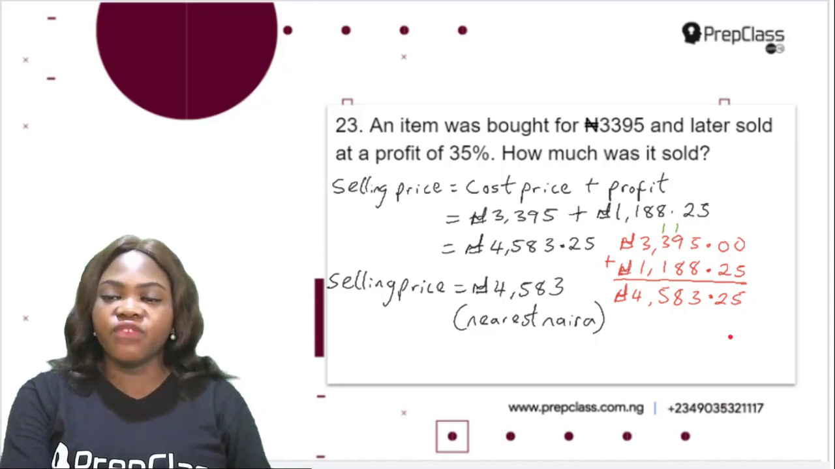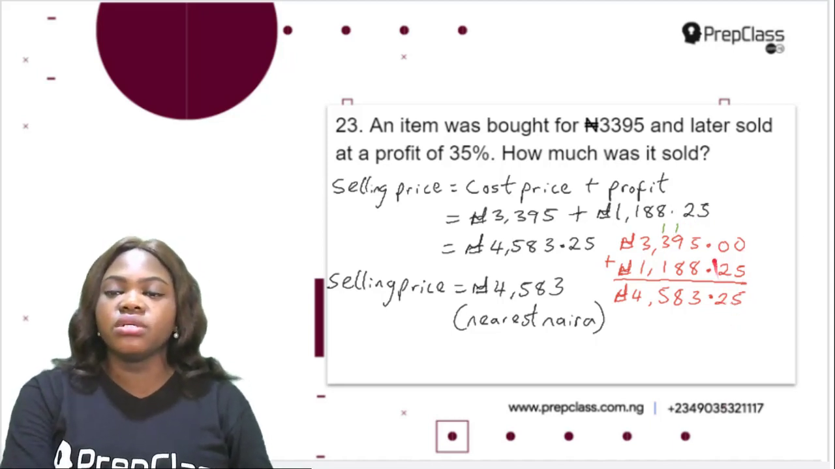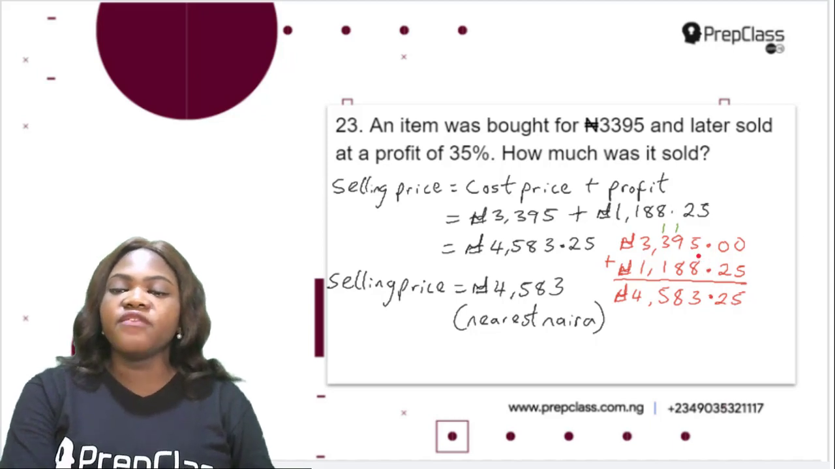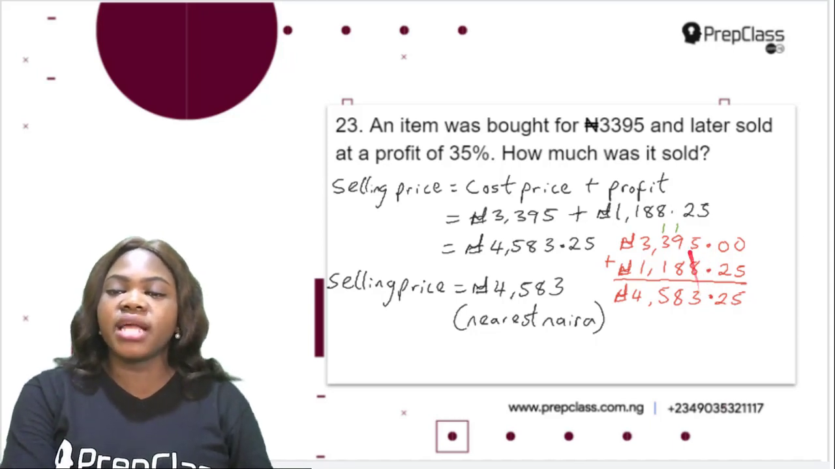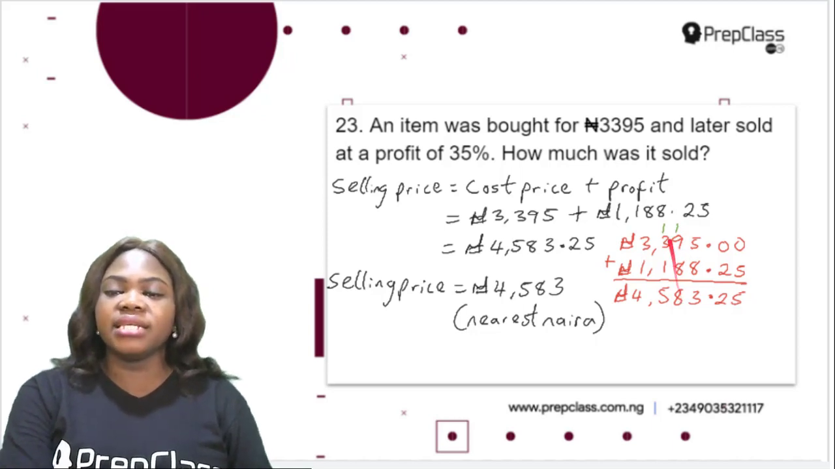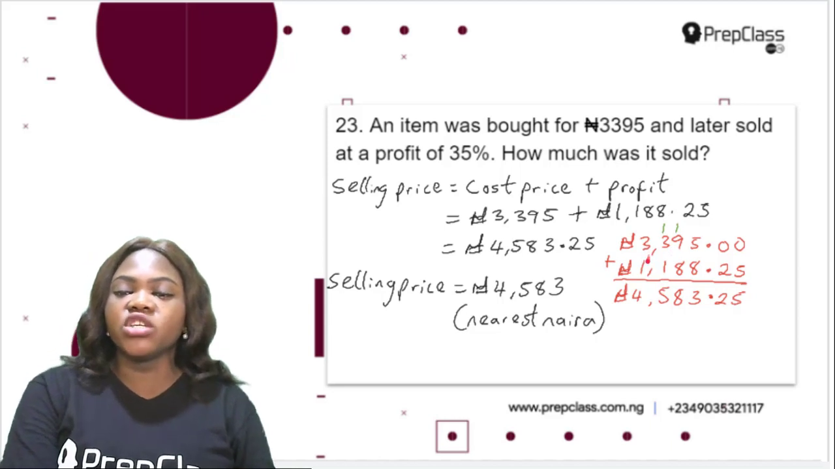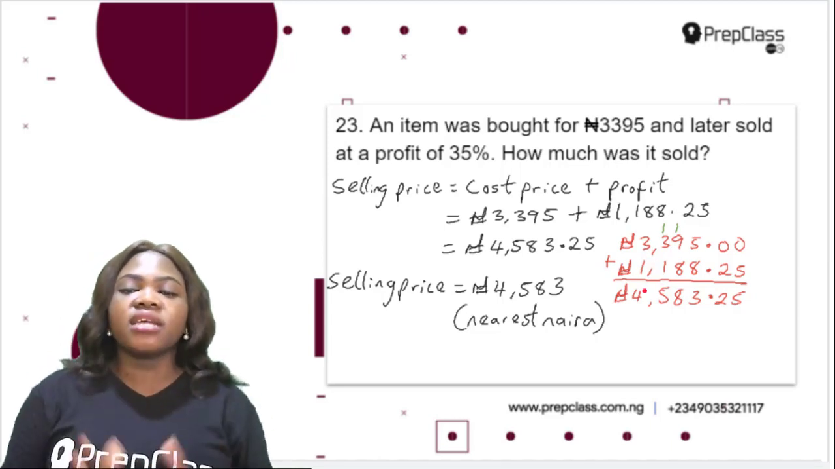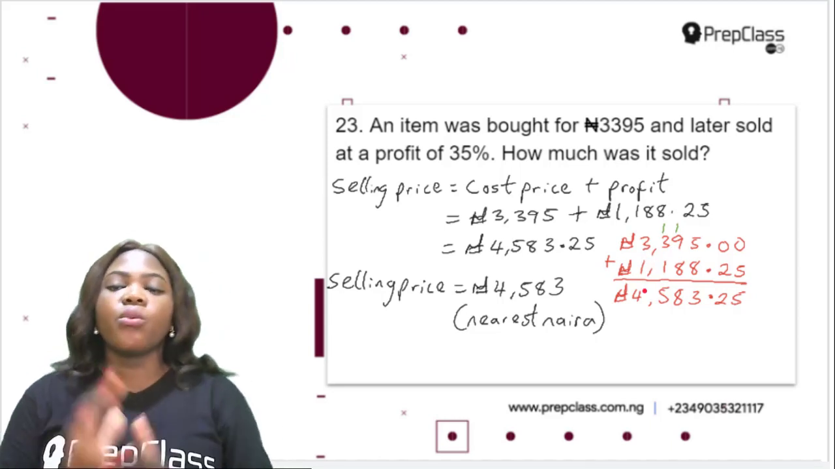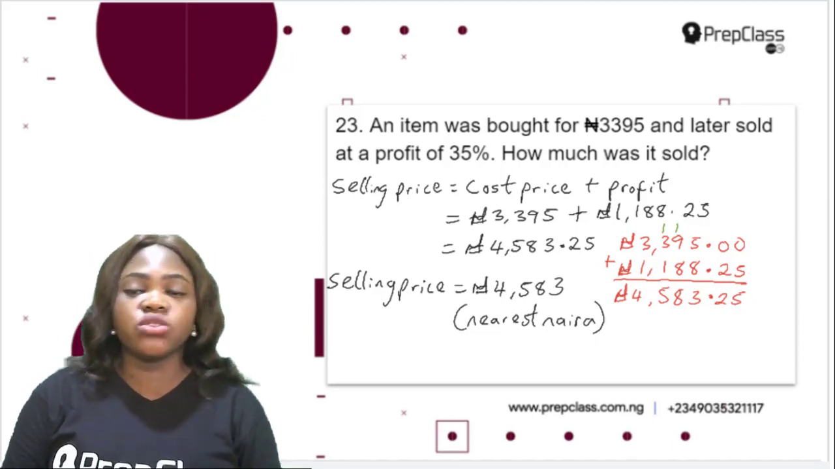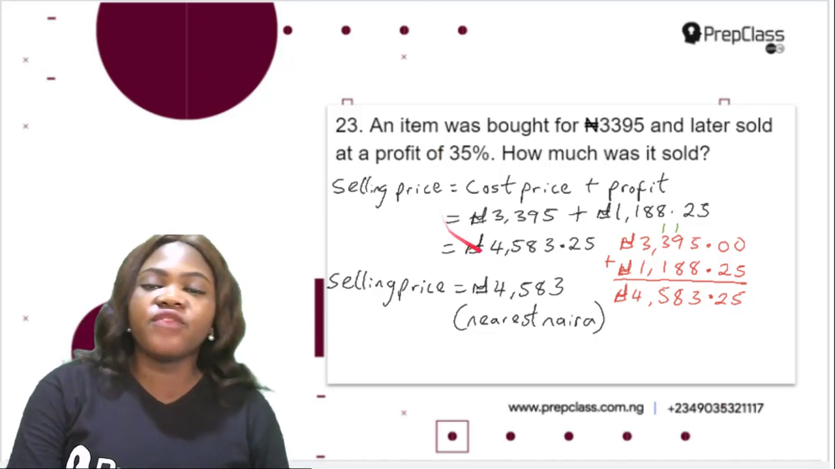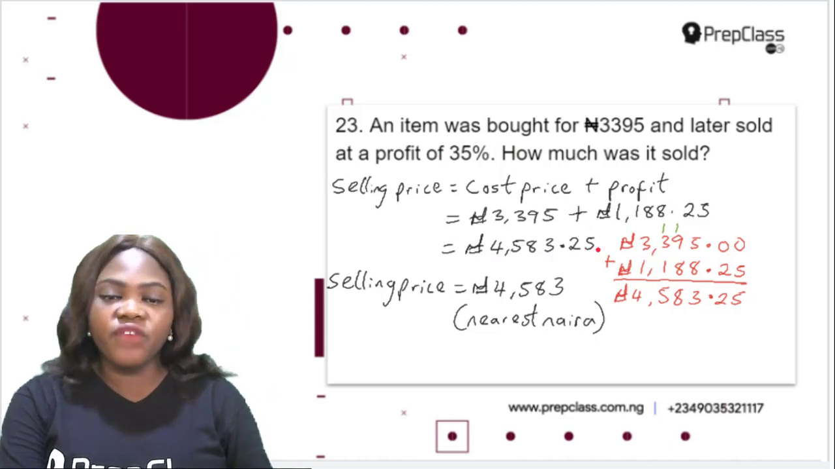0 plus 5 is 5. 0 plus 2 is 2. Then drop down the decimal point. 5 plus 8 is 13. Write 3, carry 1. 1 plus 9 is 10. 10 plus 8 is 18. Write 8 and carry 1. 1 plus 3 is 4. 4 plus 1 is 5. Then 3 plus 1 is 4. So 3,395 naira plus 1,188 naira 25 kobo is 4,583 naira 25 kobo.